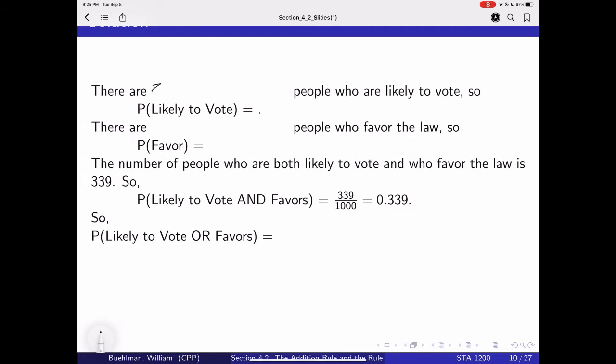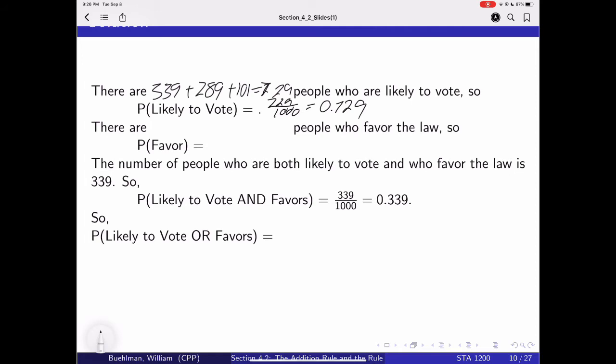There were 339 that favor, plus 289 that oppose, plus 101 that were undecided, which gives us 729 people who were likely to vote. So the probability of being likely to vote is 729 over 1,000, which is equal to 0.729. So now we're going to figure out what is the probability that somebody is likely to favor the law.